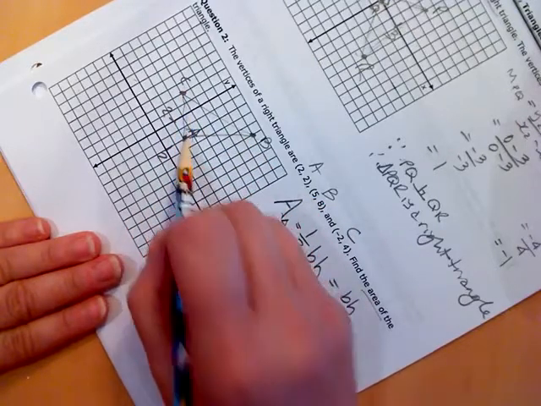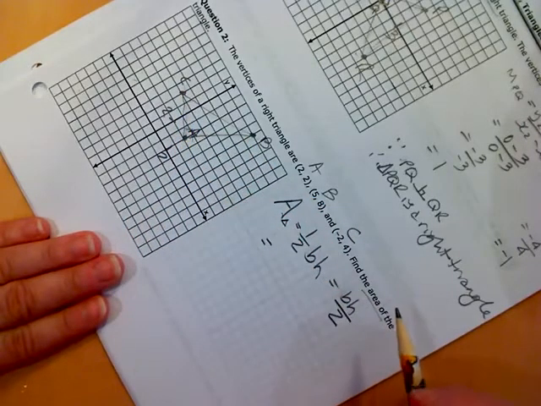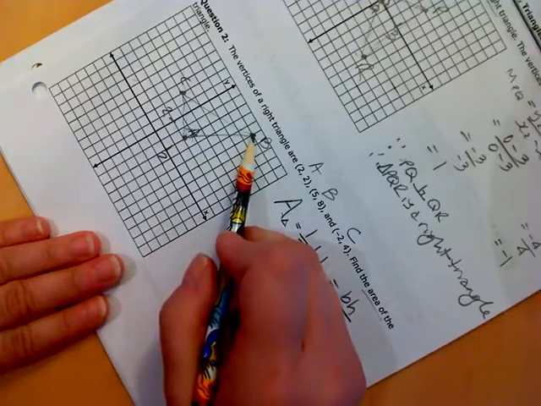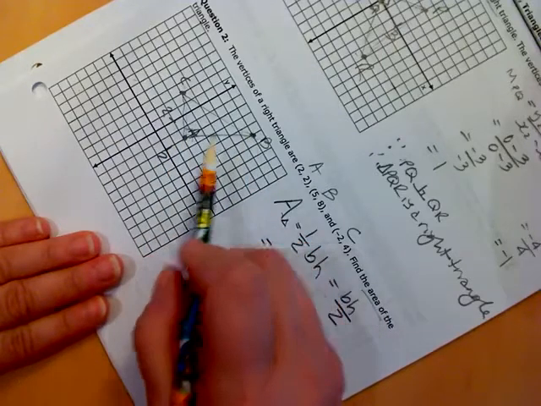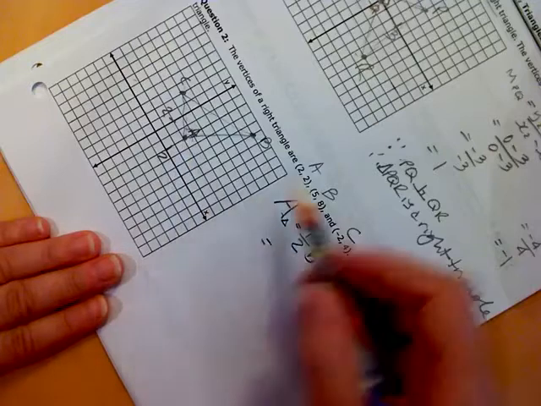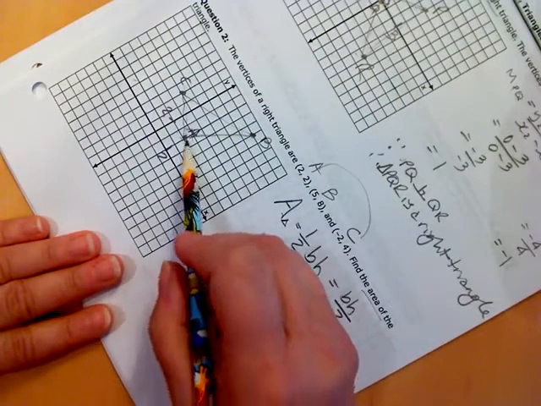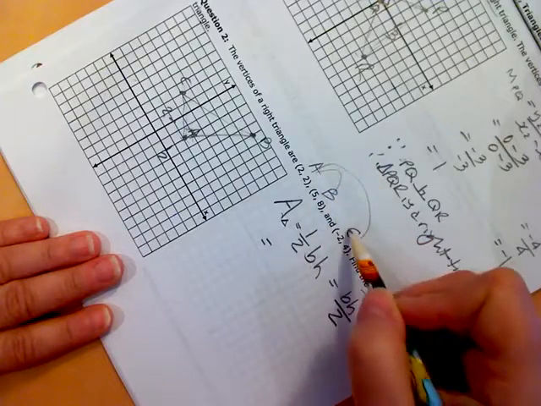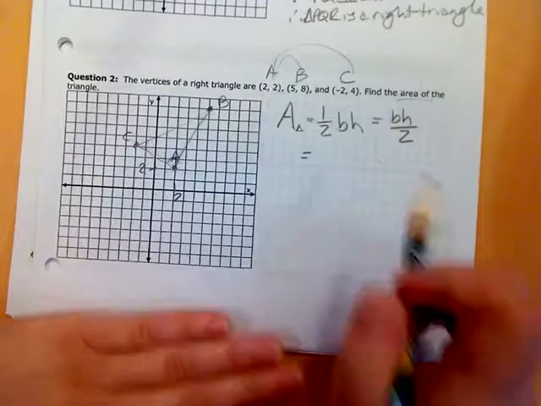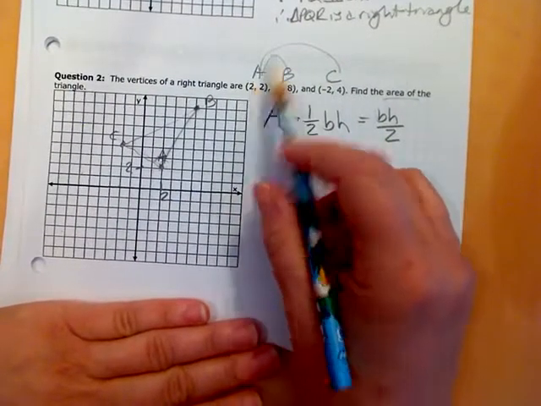So the height, we need to know what that length is. And the base, we need to know what that length is. So we need to know the length of AC, so these two, and we need to know the length of AB, these two. So this length we don't need to bother figuring out. Let's go back. So we need to find the length of AB and the length of AC.